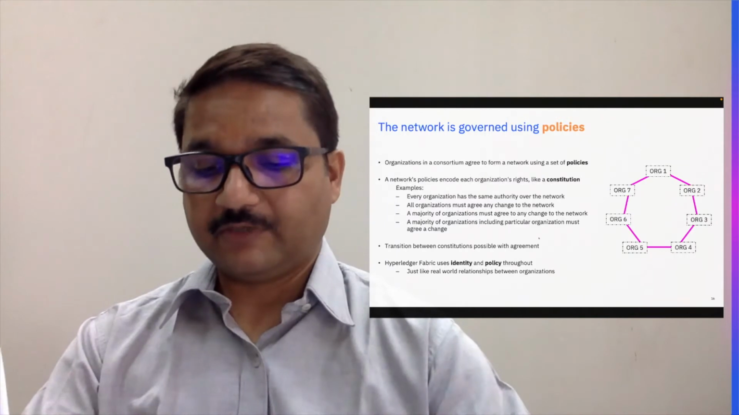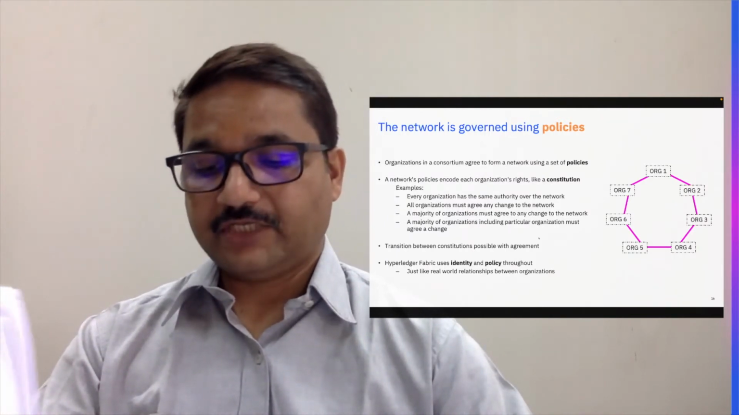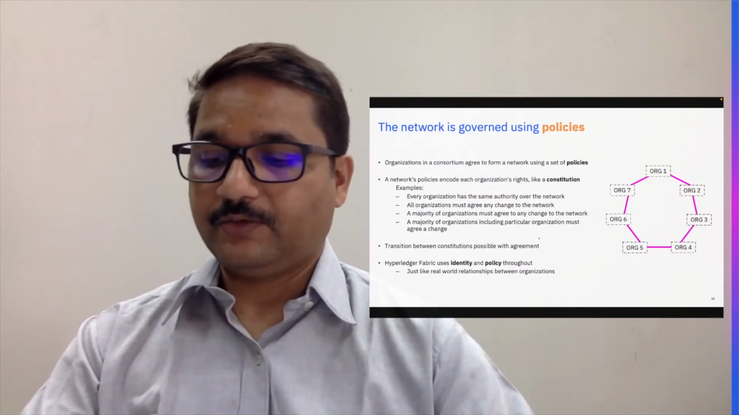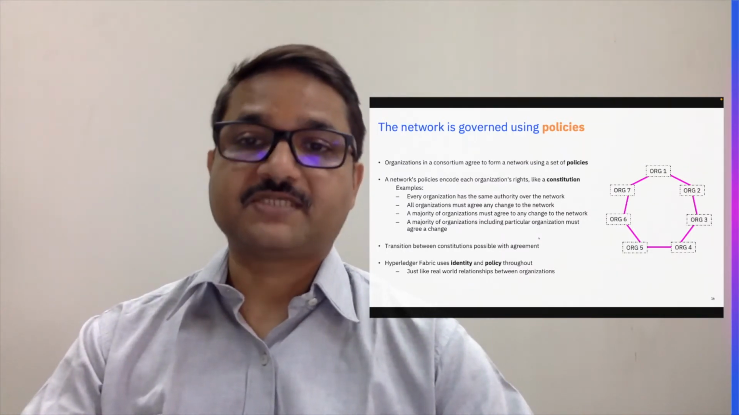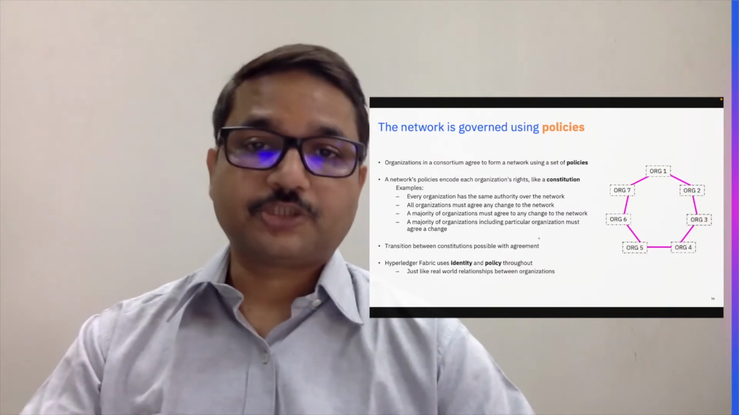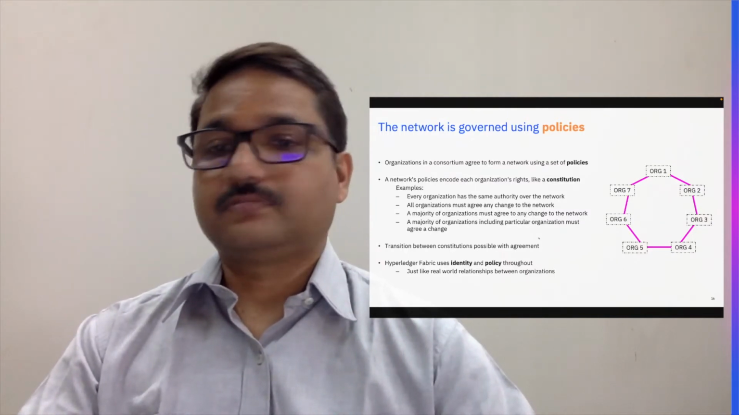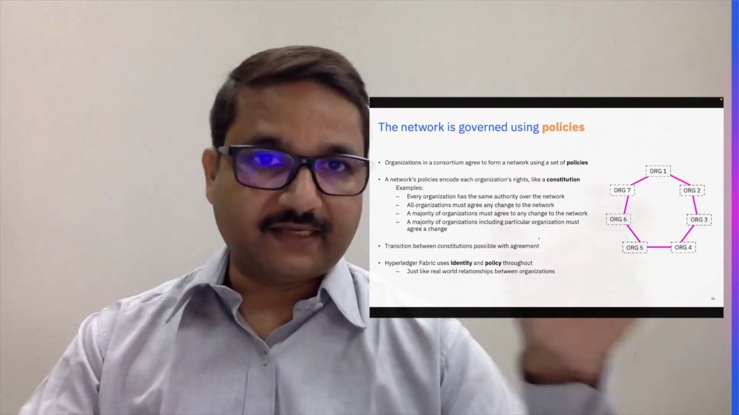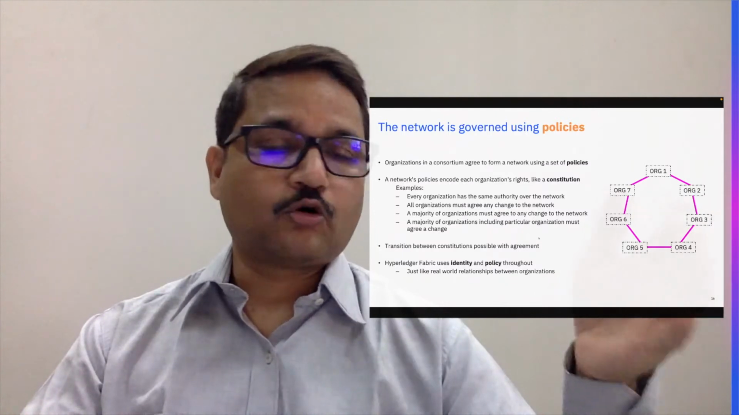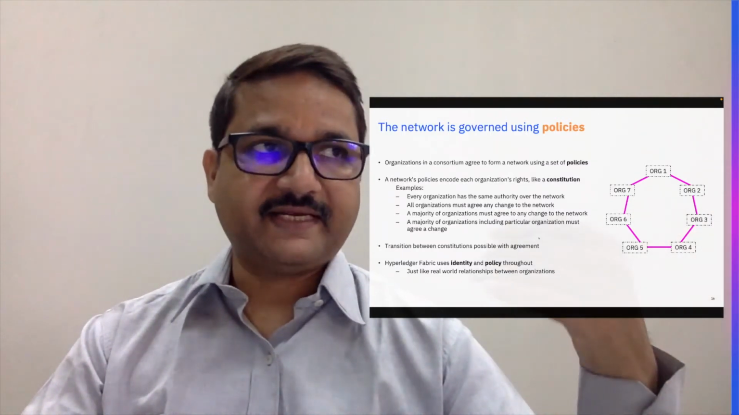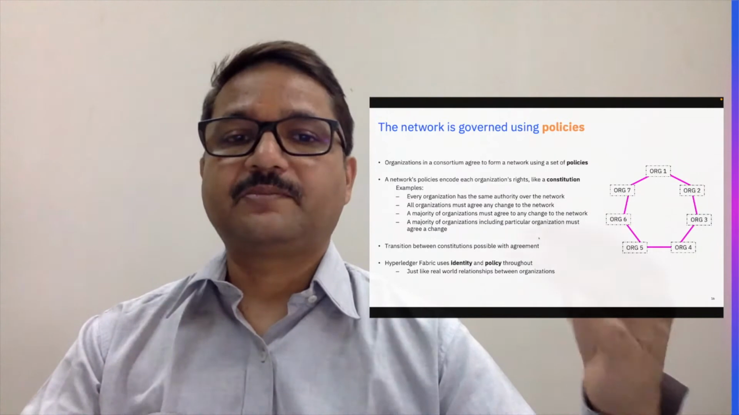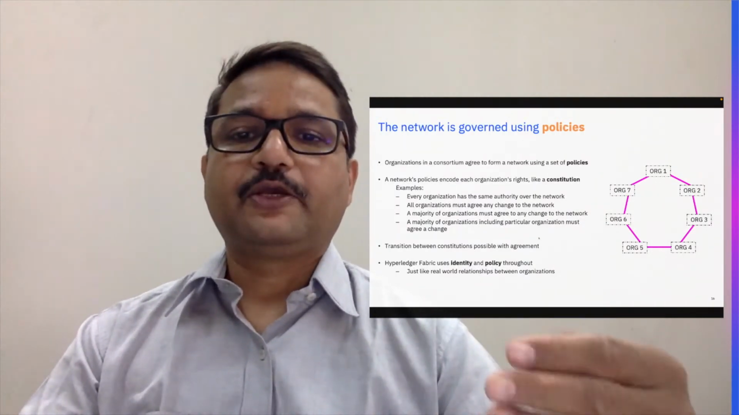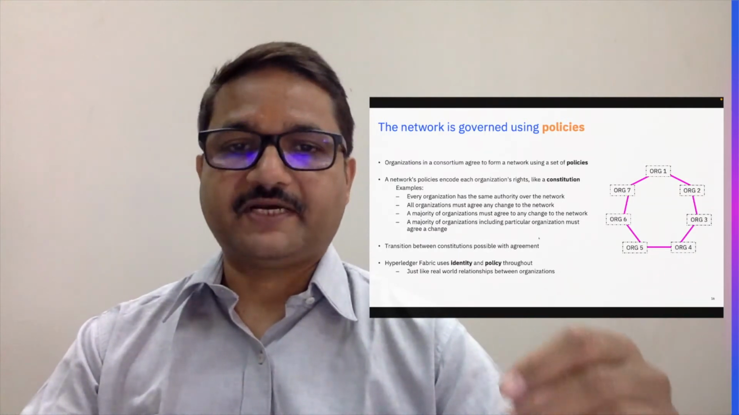This particular piece is somewhat different amongst different blockchain frameworks, right? In Ethereum, it is different, where you actually use the ownership of a token to govern behavior. Here, the network is governed using a policy which is agreed upon in the consortium, and these policies encode each organization's rights. Like in a constitution, you have documented the rights of various bodies. Similarly, in the policy for a Fabric-based network, you encode each organization's rights.